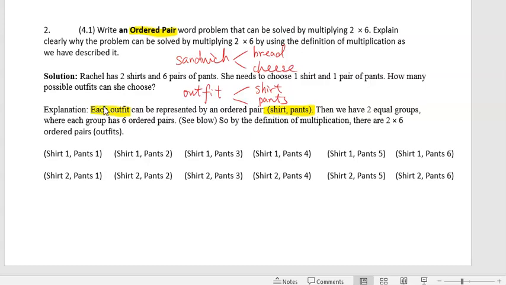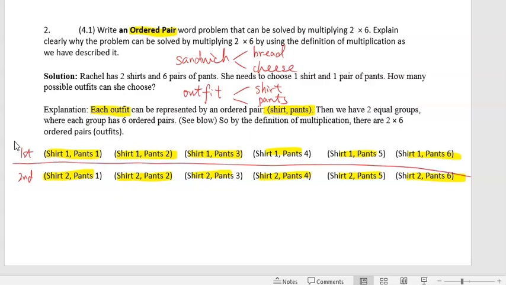And so if we try to explain why this problem works, if it's an ordered pair, we don't really see the number of groups and how many in each group. It doesn't really fit the definition. But we can turn this problem into an array. For example, if we list all the combinations, shirt 1, pants 1, shirt 1, pants 2, and all the way to shirt 1, pants 6, that's the first row. And then shirt 2, pants 1, all the way through pants 6, and that's the second row. So now all the combinations, or ordered pairs, form an array. You can see this is the first row, and this is the second row, and each row has 6 of them.